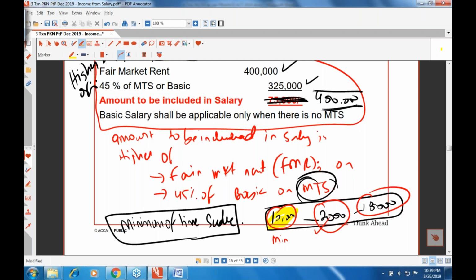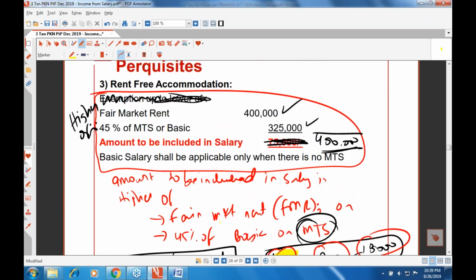So the law says that the rent-free accommodation amount to be included in the salary is the higher of fair market rent or 45% of the minimum of time scale. And in case where there is no time scale, then you have to use the basic salary. Is it okay to everybody?